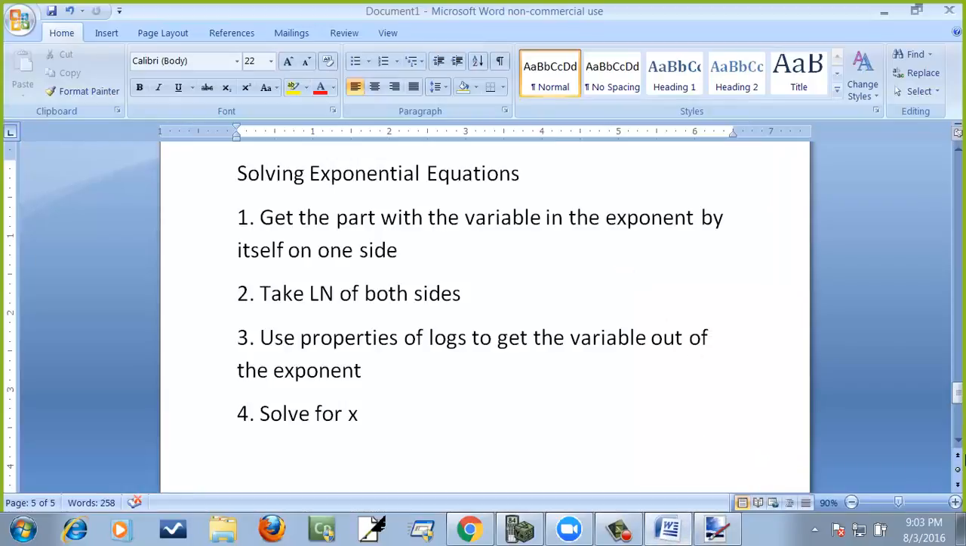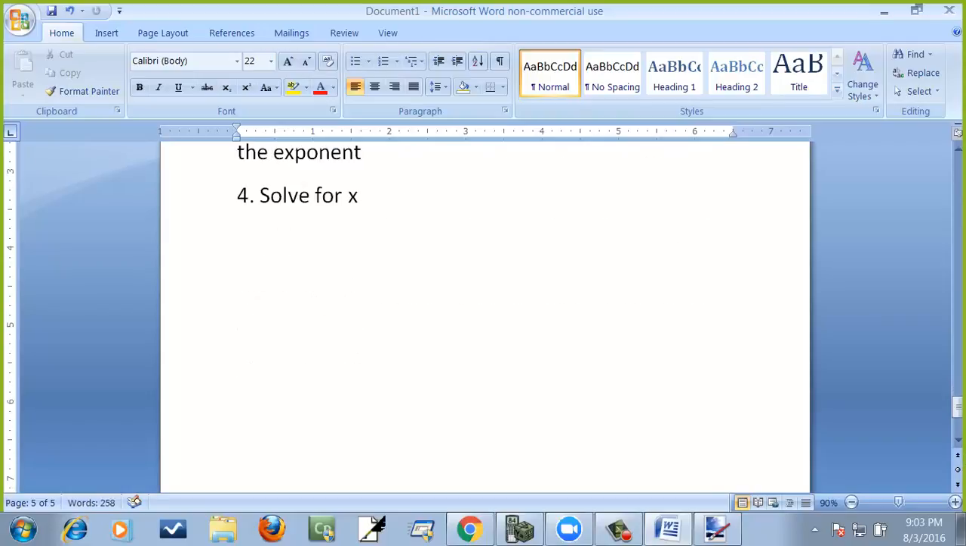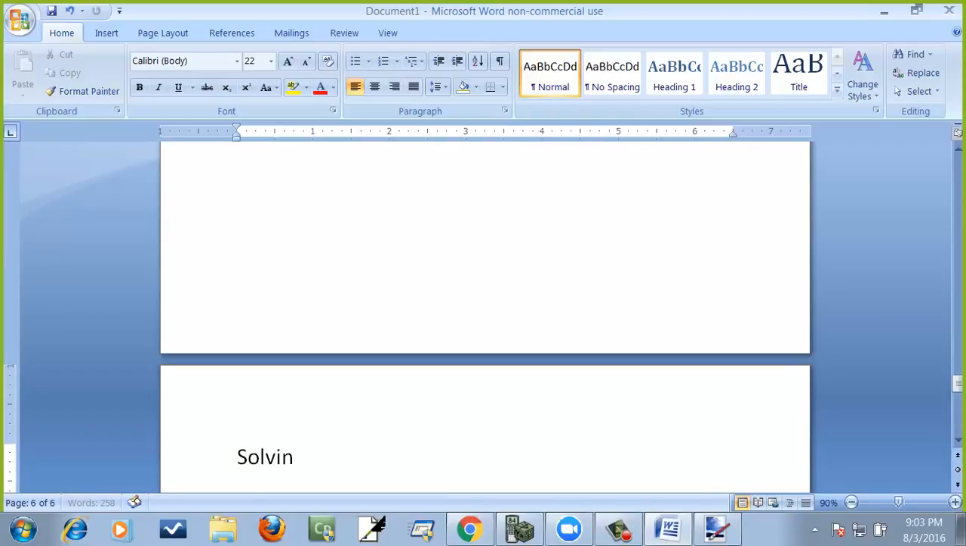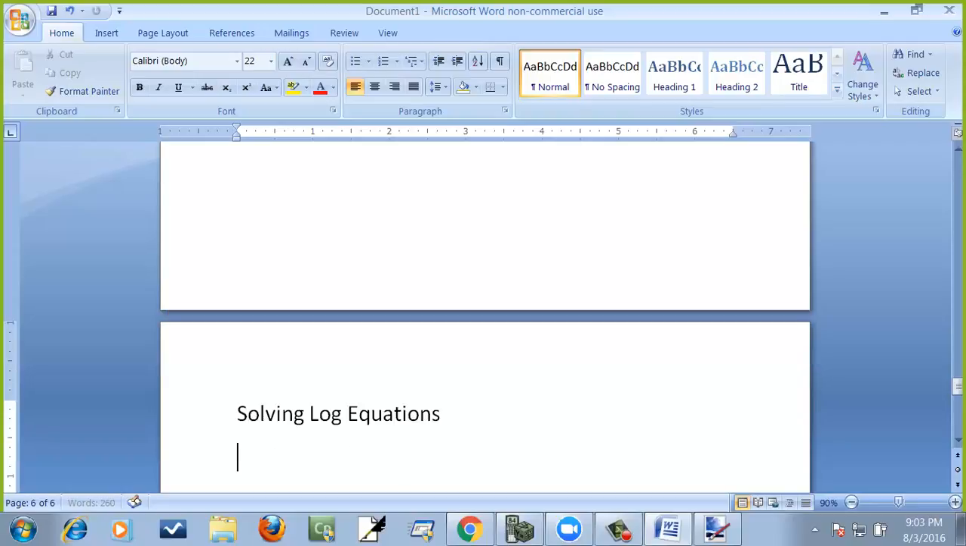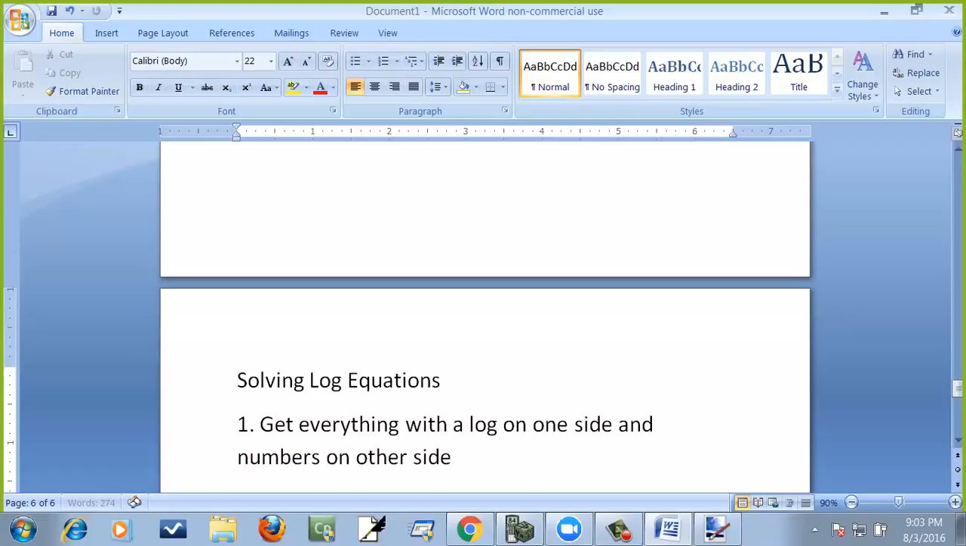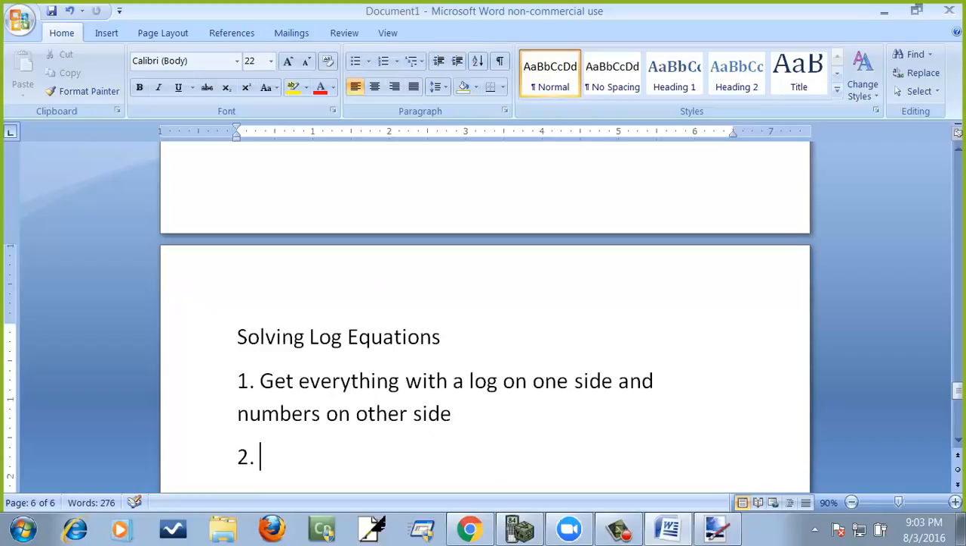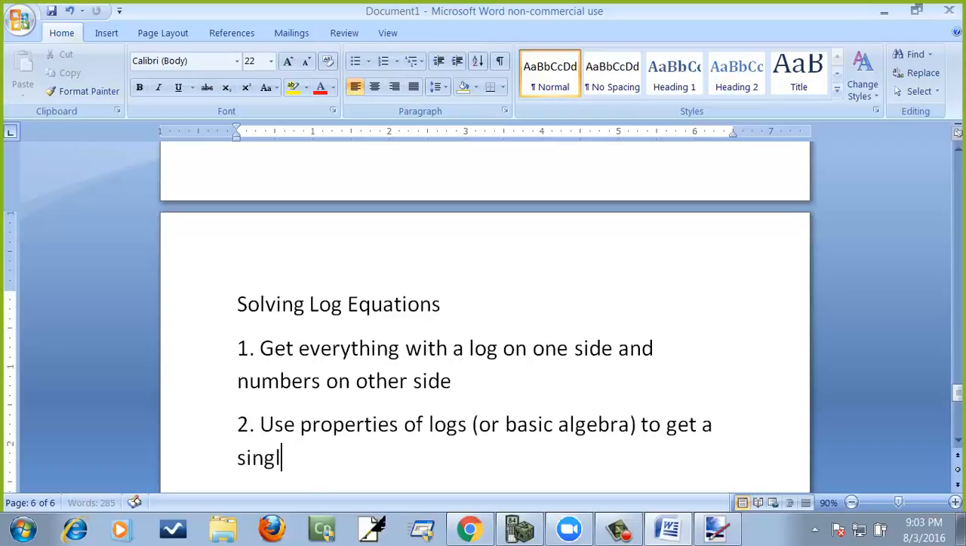Okay, so log equations. Step 1. Get everything with a log on one side and numbers on the other side of the equals. Step 2. Use properties of logs or basic algebra to get a single log. When all is said and done, you want to say log of something on that side. No numbers in front of it, nothing after, it's log of something.